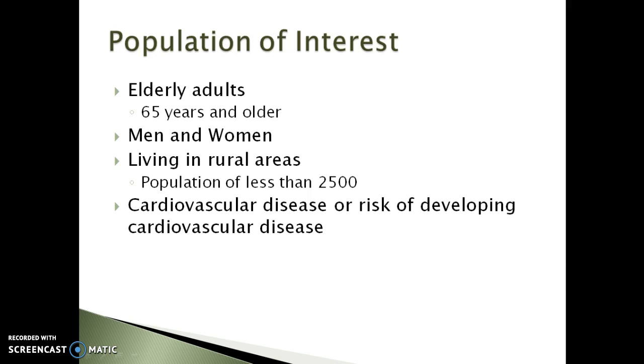The rural areas are designated as a population of less than 2,500. Elderly adults are defined as those 65 years and older. The population that I've chosen to discuss is made up of adult men and women greater than 65 years of age living in areas with a population of less than 2,500 that also have a history of cardiovascular disease or risk of cardiovascular disease.